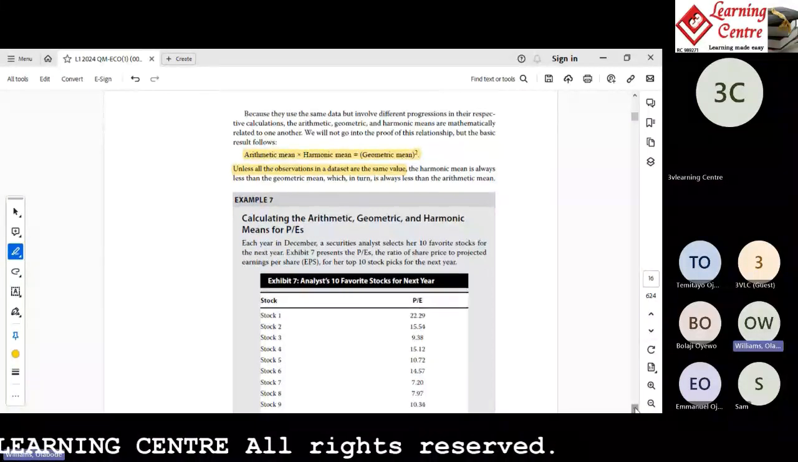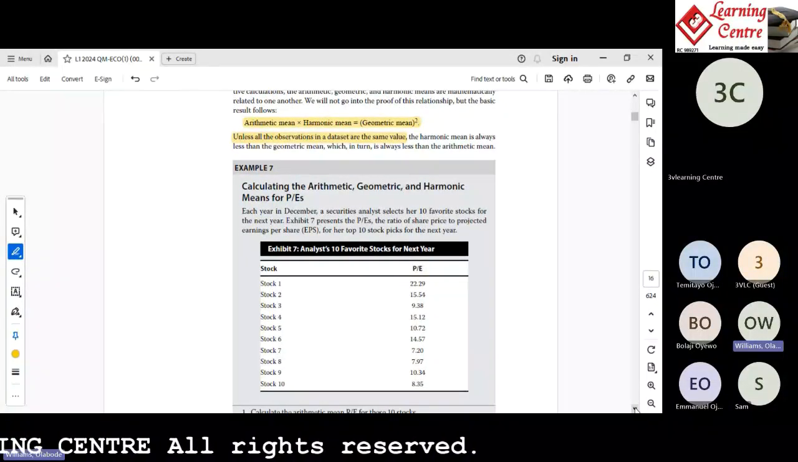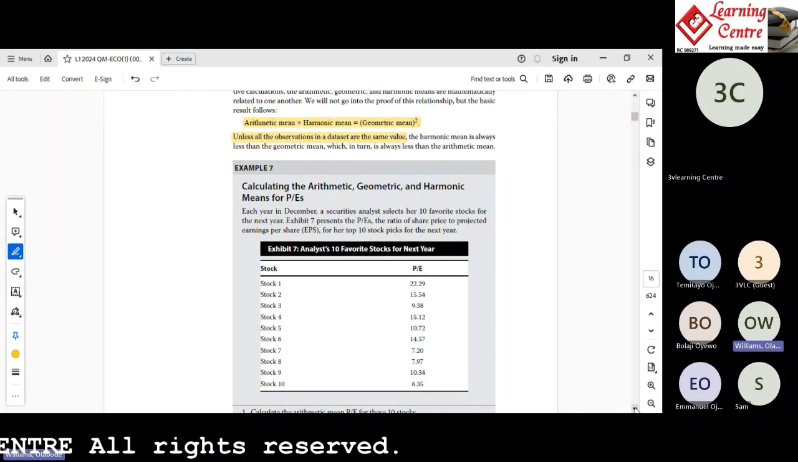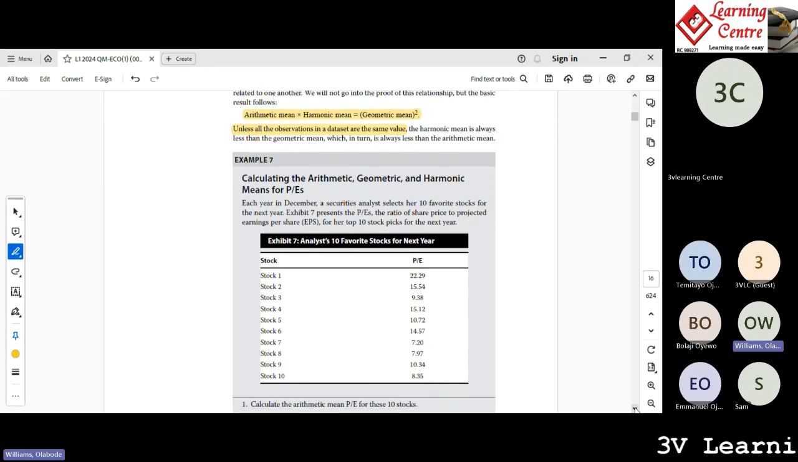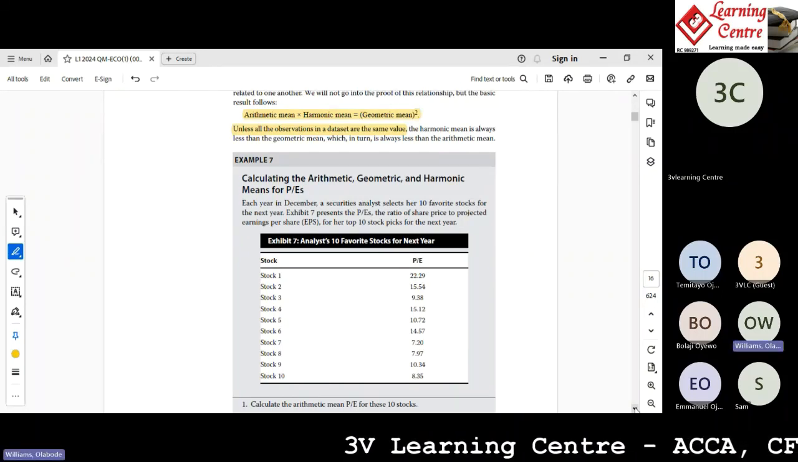Okay, so let's look at example 7. Now, in example 7, we've been given the PE of an analyst's 10 favorite stocks for next year. And you know that PE is a ratio, right? So typically, if you're given this and you are to select which of the means to apply, the best would be your harmonic mean, because this data is a ratio, PE ratio, remember?